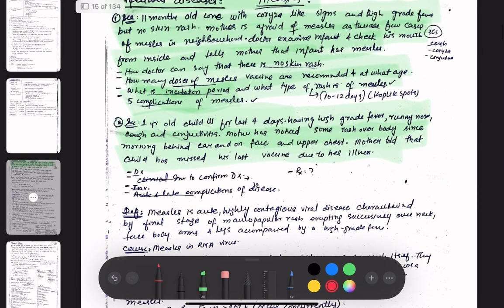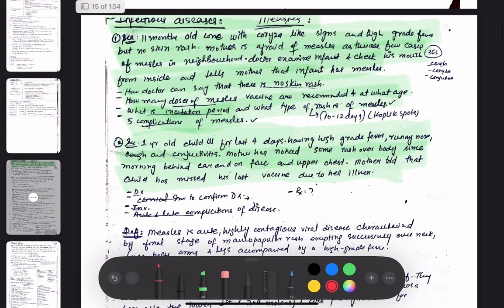Okay, so here in this scenario it is clear that we are having the history of high grade fever. This is the one feature. Then another one is the skin rashes. The skin rashes may be present or maybe not present, but the rashes start in measles from mouth and ear, so the rashes are present there. Another clinical feature is that the rashes are present behind the ear and face and then on the upper chest. And the mother also mentioned that the child is not vaccinated. So you have to answer all these questions: how many doses of measles vaccines are recommended, what is the incubation period, and what are the complications of measles.